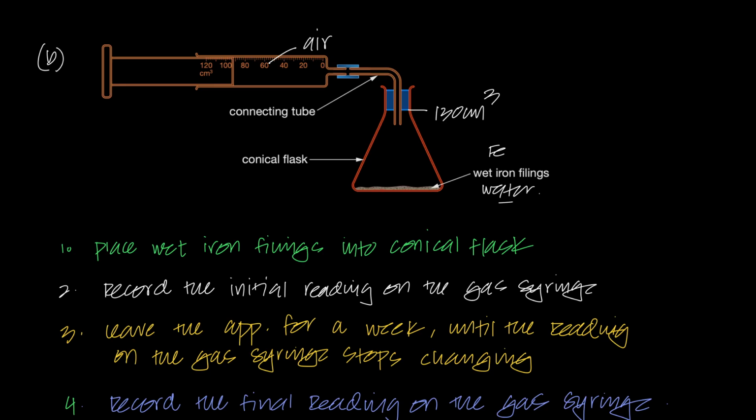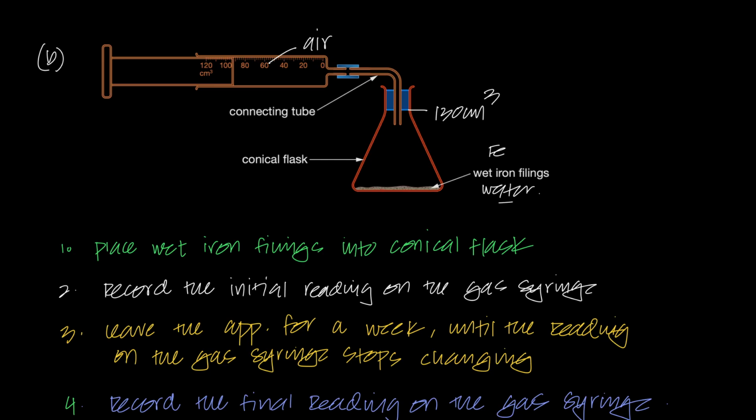Not enough iron filings were added at the beginning of the experiment, right? So you need to understand that iron must also be in excess, which means that there must be enough iron to react with all of the oxygen present, right? And that's pretty much it about this particular experiment.